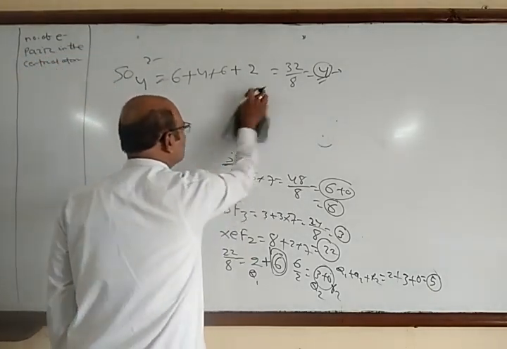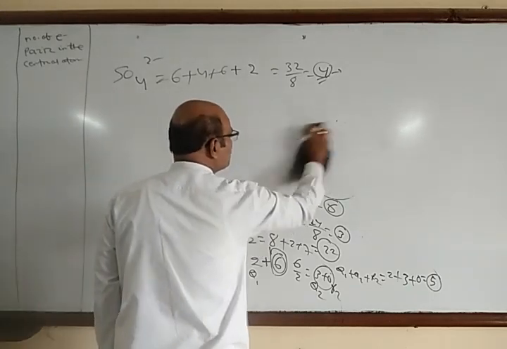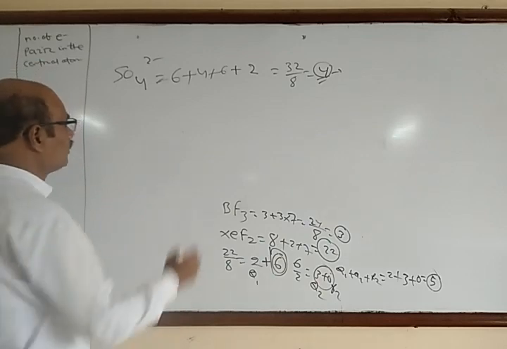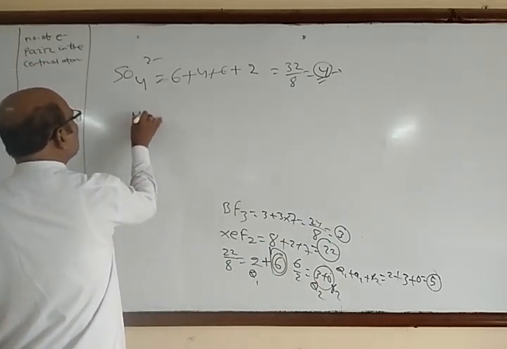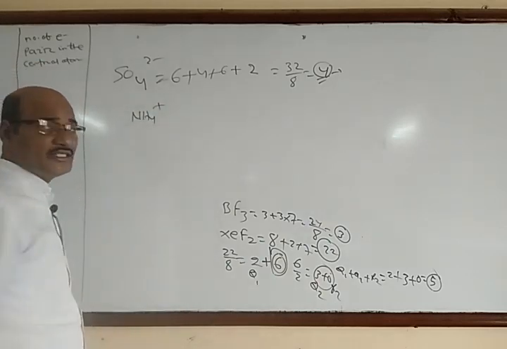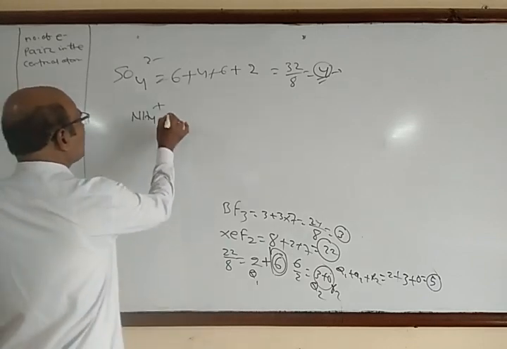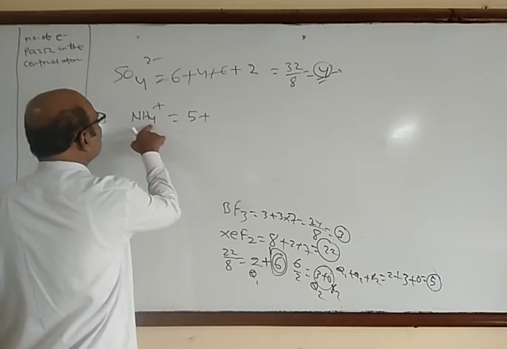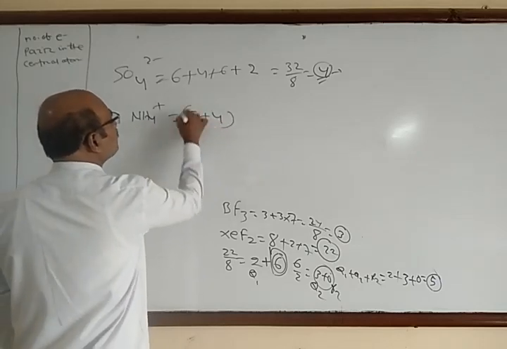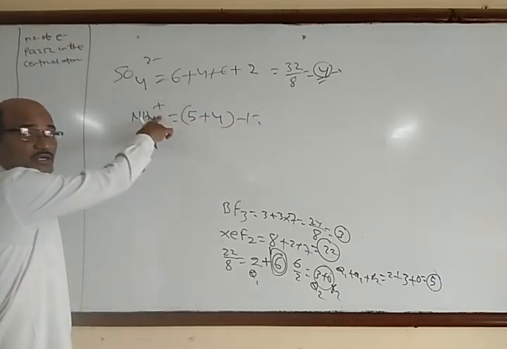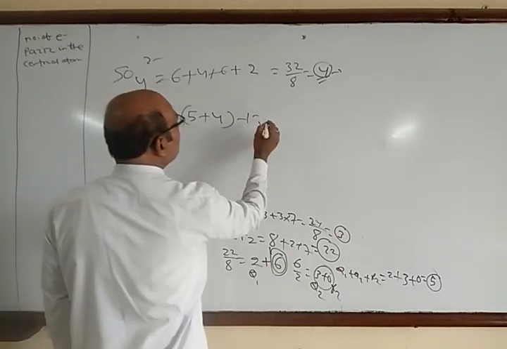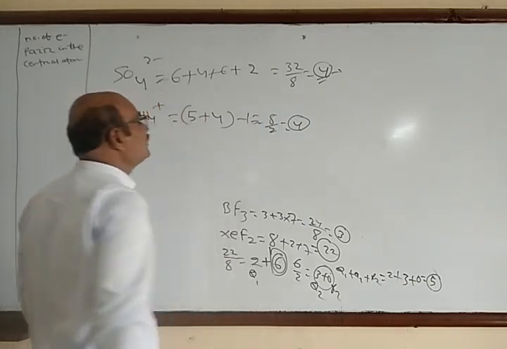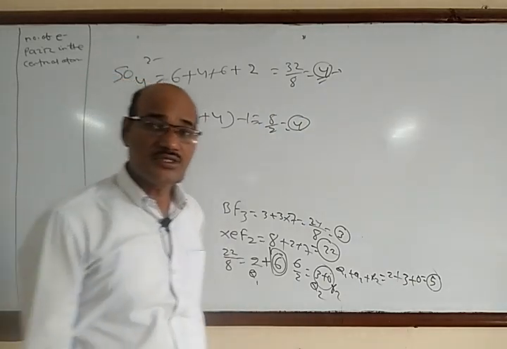Okay. So similarly, you can apply this concept to find out the number of electron pairs around the central atom. For example, NH4 plus. So nitrogen here 5 plus hydrogen 1 into 4 minus 1 for the positive charge. So what you get is 8. 8 by 2 equals 4. So 4 is the number of electron pairs around the central atom.